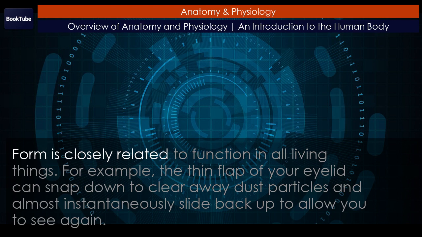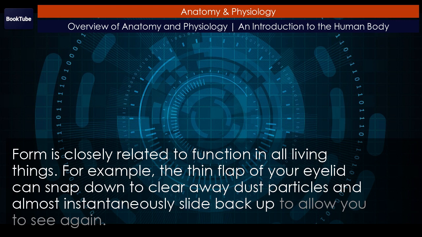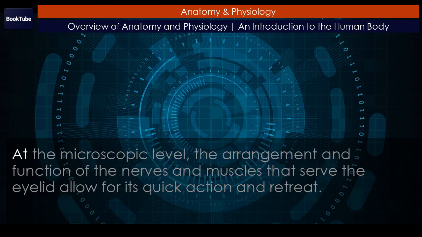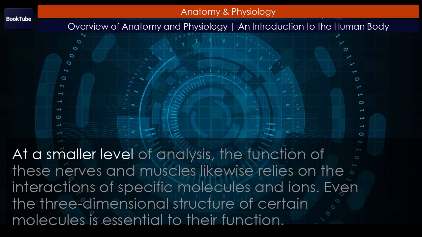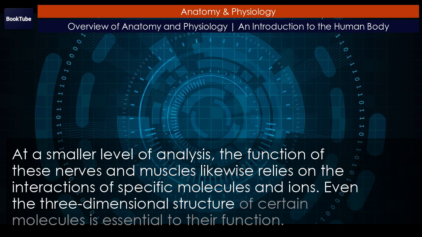Form is closely related to function in all living things. For example, the thin flap of your eyelid can snap down to clear away dust particles and almost instantaneously slide back up to allow you to see again. At the microscopic level, the arrangement and function of the nerves and muscles that serve the eyelid allow for its quick action and retreat. At a smaller level of analysis, the function of these nerves and muscles likewise relies on the interactions of specific molecules and ions. Even the three-dimensional structure of certain molecules is essential to their function.